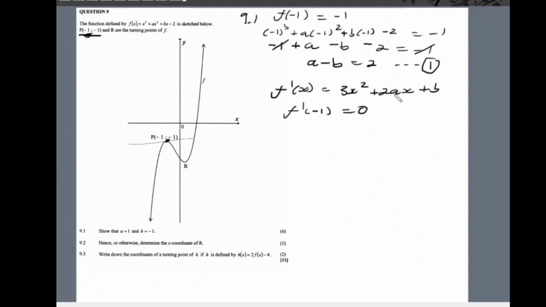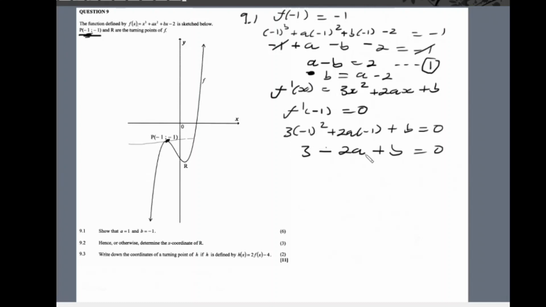So I'll substitute minus 1 where I see x in this f prime x equation. So I'll have 3 times minus 1 squared plus 2a times minus 1 plus b is equal to 0. So I'll have 3 minus 2a plus b equals 0. So from equation 1, I can see that b is equal to a minus 2, right? So wherever I see b in this second equation, I'll put a minus 2. So I'll have 3 minus 2a plus a minus 2 is equal to 0.